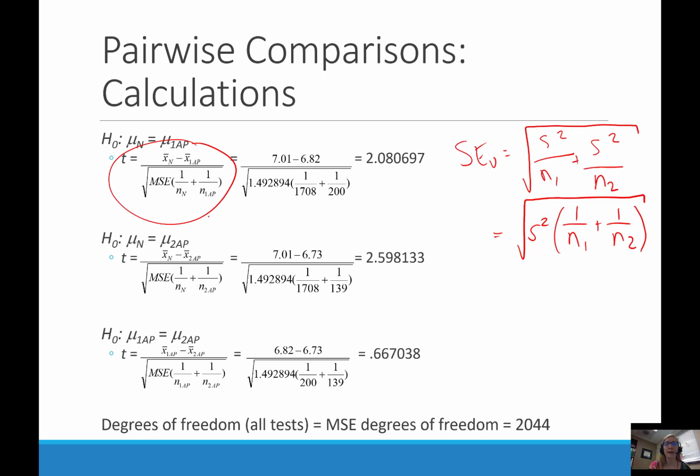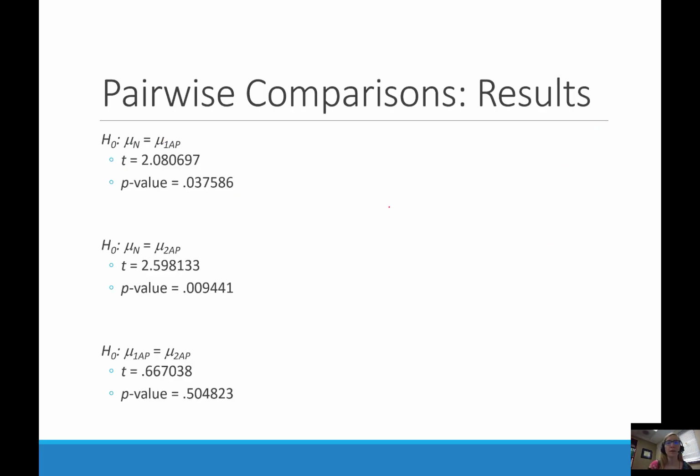That's exactly what we have here, except now we're using the MSE from ANOVA as the common variance. You can see that it's the same in every t-test. To find the p-values, we use t.dist.2t, since the hypotheses are two-sided or not equal to. Remember that the degrees of freedom from the last slide for the MSE are 2044.